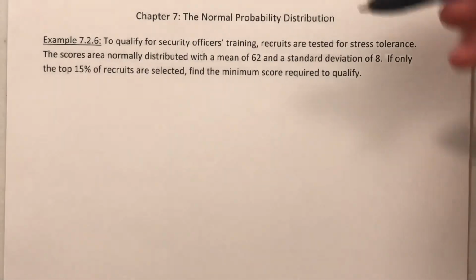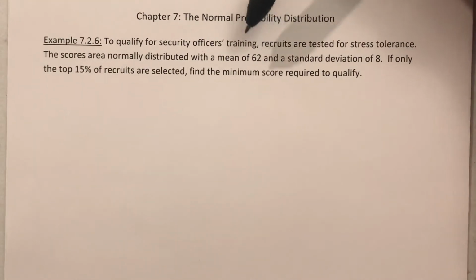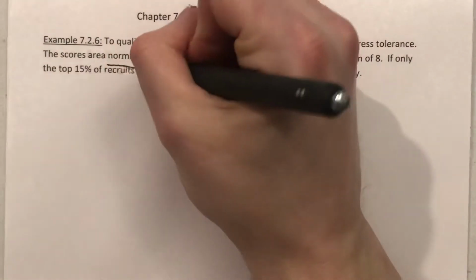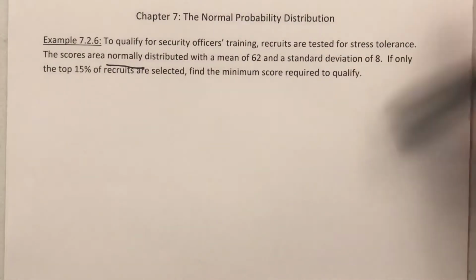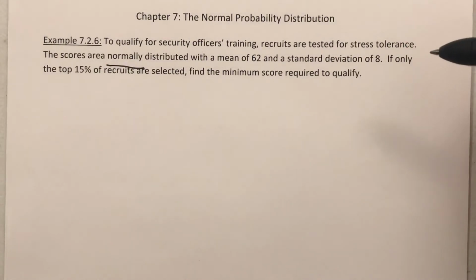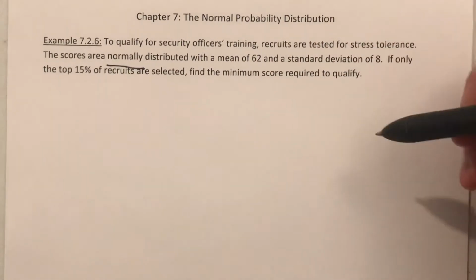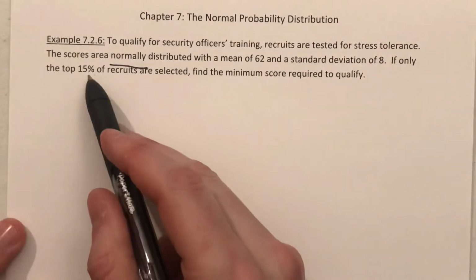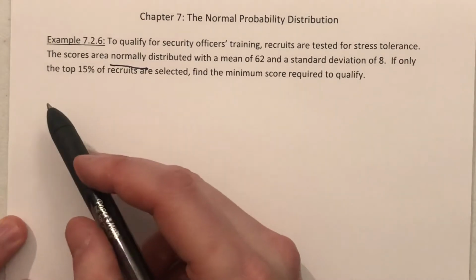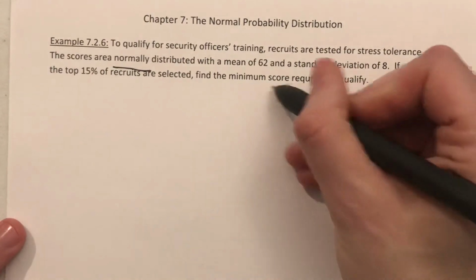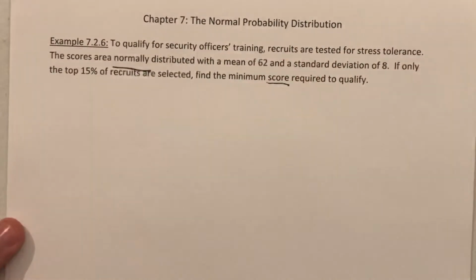All right, so for the next one here, to qualify for training, recruits are tested for their stress tolerance. We have normally distributed scores with a mean of 62, standard deviation of 8. If only the top 15% of recruits are selected, find the minimum score required to qualify. So again, we're given a percentage, a probability or proportion, and we're asked to find the location of the value of the score that separates that.